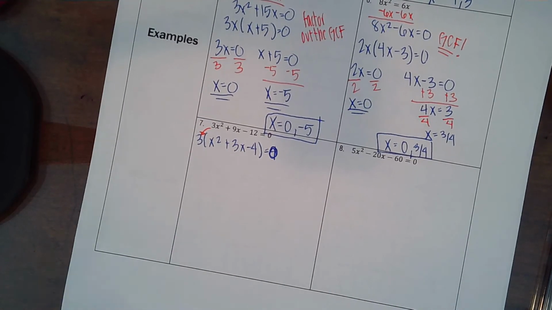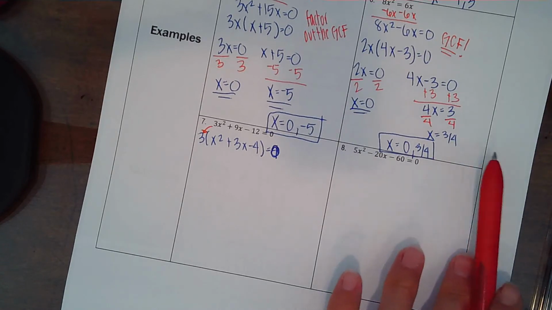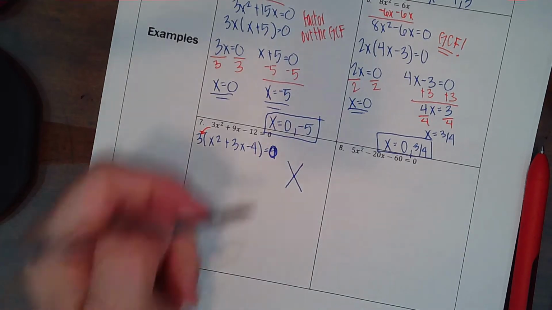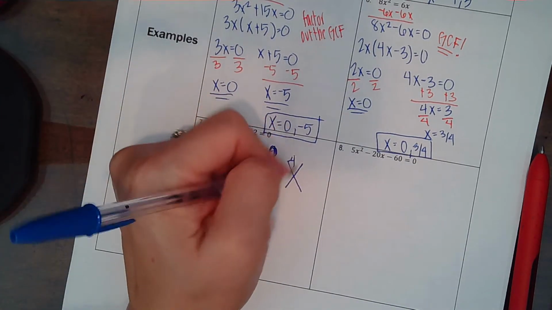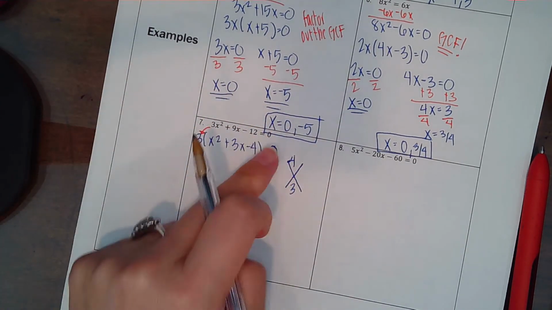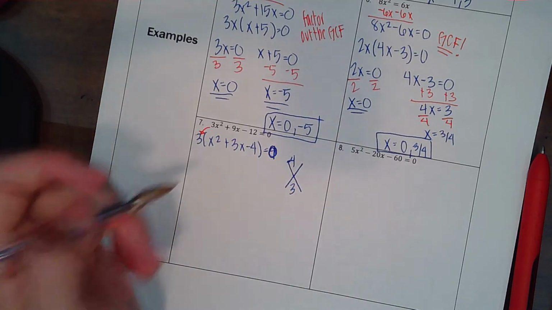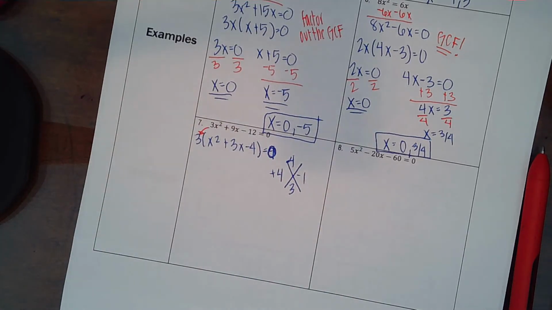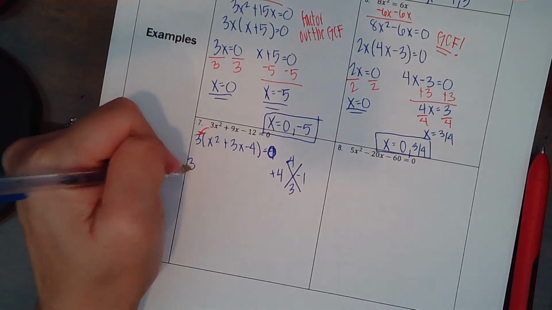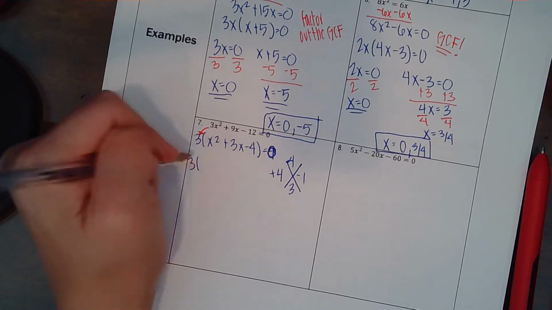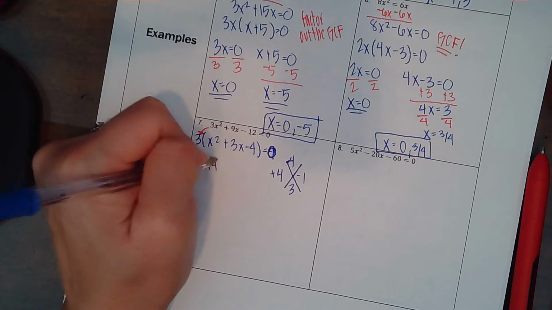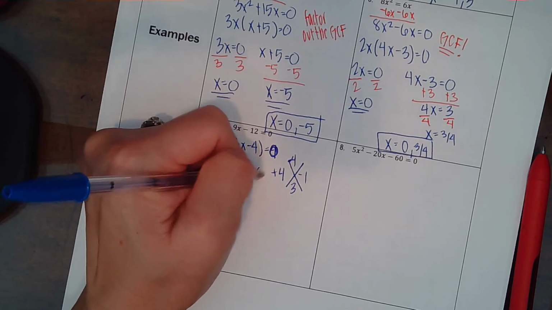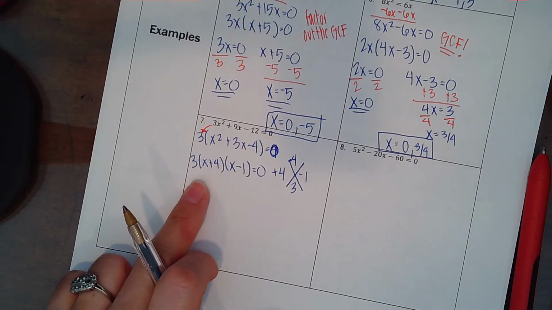Okay, so let's go ahead and factor. I'm going to go ahead and use my factor tree. I'll put -4 at the top and a 3 at the bottom. So what multiplies to -4 but adds to a positive 3? Well, that would be a positive 4 and a -1. So I'm going to go ahead and write my 3 because that was my GCF outside. And then x plus 4 in one set of parentheses and x minus 1 in another set of parentheses and set them all equal to 0.